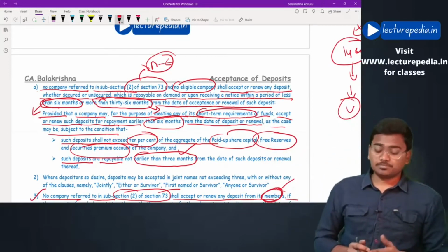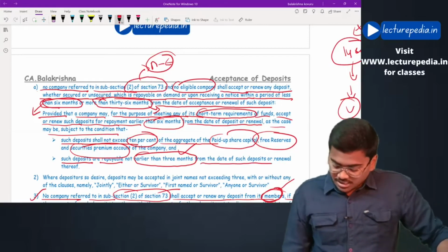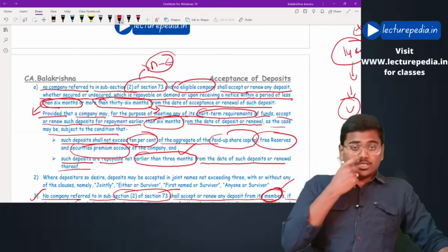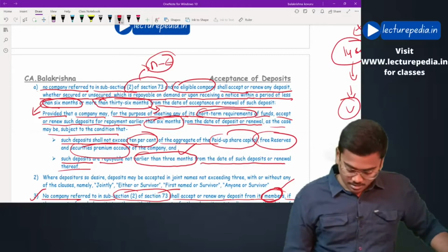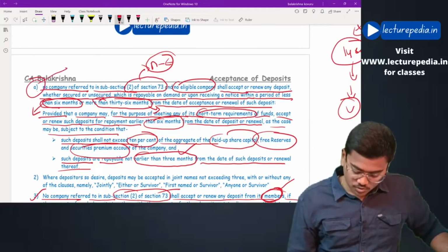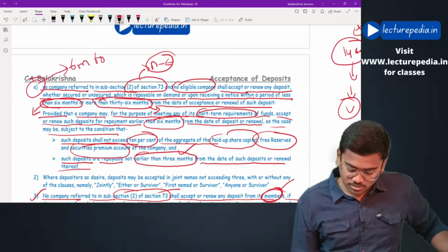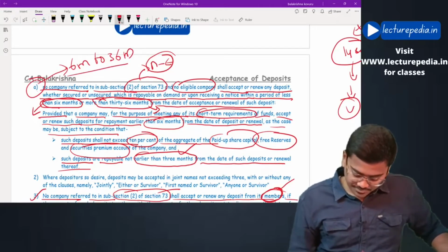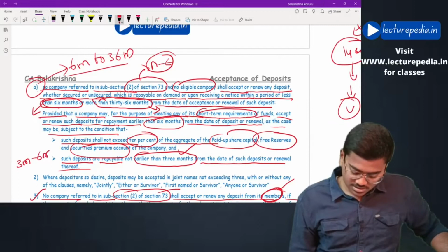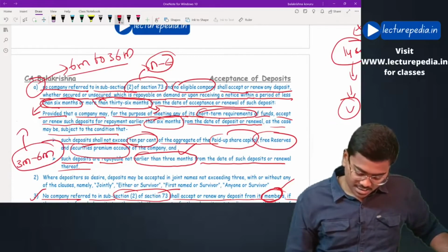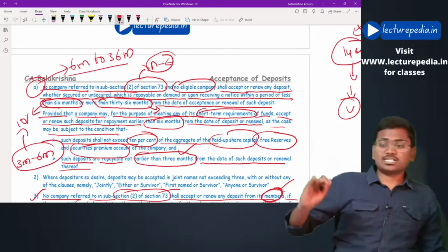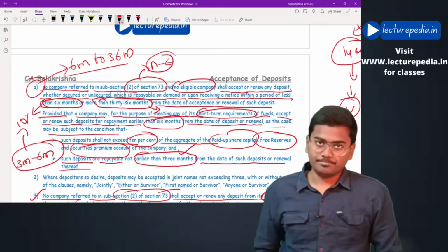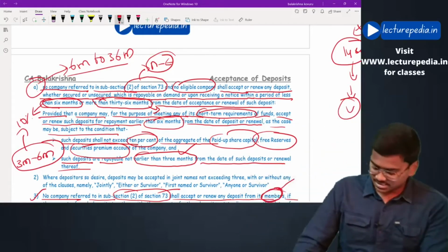Hope this is clear. From the date of such deposits or renewal thereof. Here the general rule is 6 months to 36 months. In the exception, it is 3 months to 6 months, subject to a maximum of 10% of paid up share capital, free reserve, securities premium. That's it.